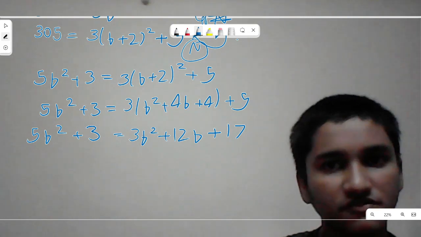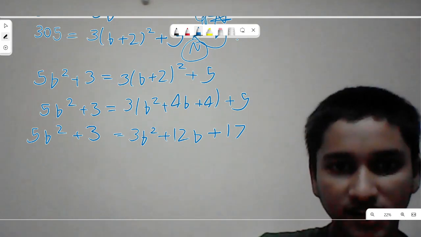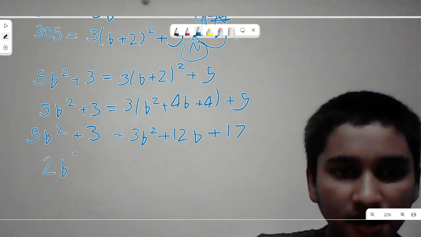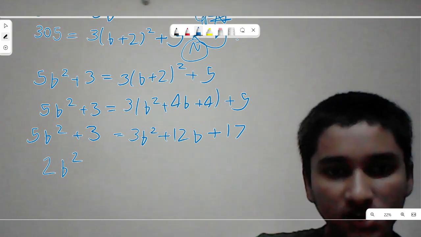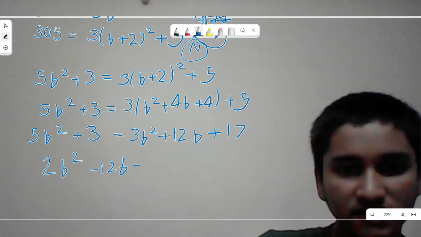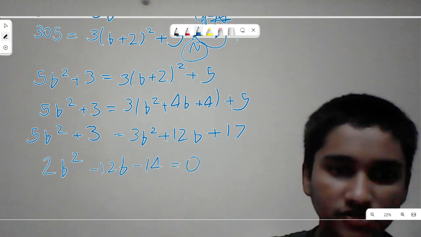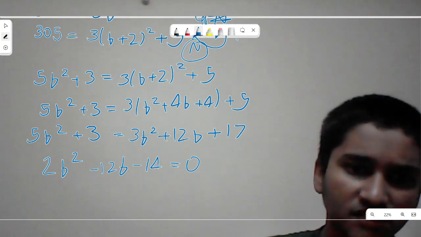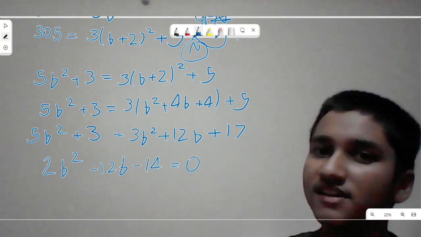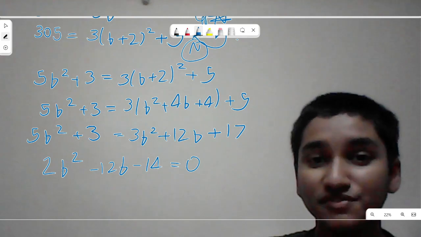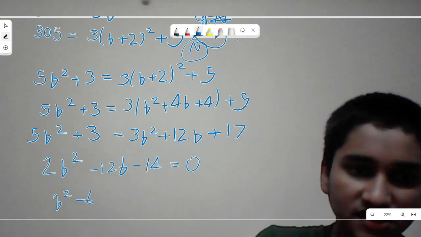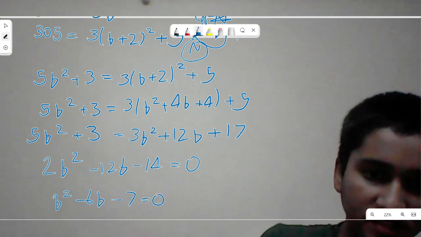Now I will take this whole part to this side so that I can get a standard quadratic equation of the form ax square plus bx plus c. If I take the 3b square part to this side, then we will have 2b square right here. If we take 12b to here, we will have minus 12b, and if we take 17 there, then we will have minus 14, which is equal to 0. Now we will quickly divide this equation by 2, because we don't like equations which don't have the coefficient of b square as 1. So if we divide it by 2, it will be b square minus 6b minus 7 equal to 0.